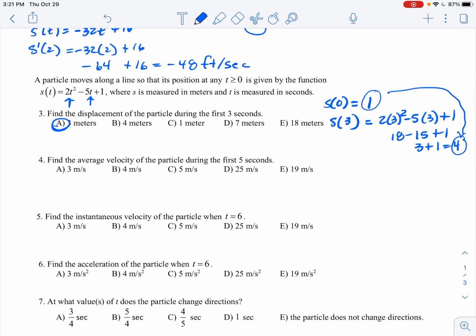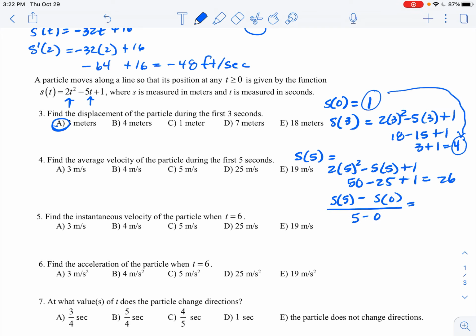All right, number 4, find the average velocity of the particle during the first 5 seconds. The average velocity is the slope of the secant line, and so during the first 5 seconds, let's figure out where this particle is at 5 seconds. So 2 times 5 squared minus 5 times 5 plus 1. 5 squared, 25 times 2 is 50, minus 25 plus 1. So 25 plus 1 is, I believe, 26. All right, so now we want to figure out s of 5 minus s of 0 over 5 minus 0. So s of 5 is 26. S of 0 is 1. And so 25 divided by 5, that is 5 meters per second.